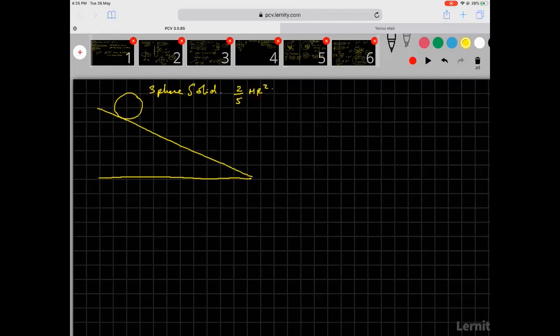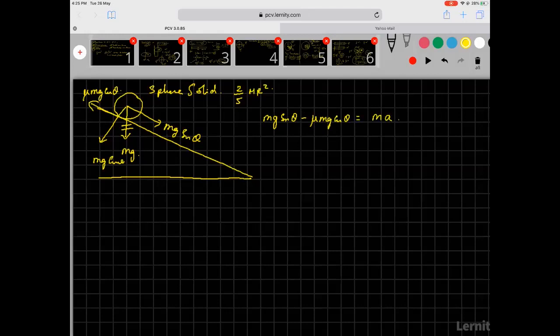First thing, I draw the free body diagram. Mg is acting this way, which can be resolved into components. This is equal to mg sine theta and this is equal to mg cos theta. Now there is a frictional force here. Frictional force is equal to mu mg cos theta. So now I am ready to work. I have mg sine theta minus frictional force mu mg cos theta is equal to ma.